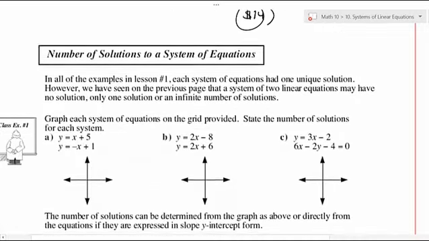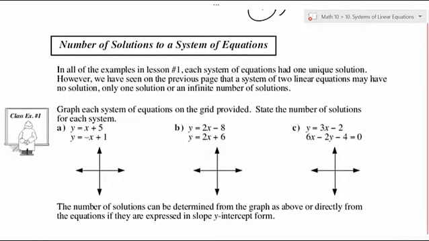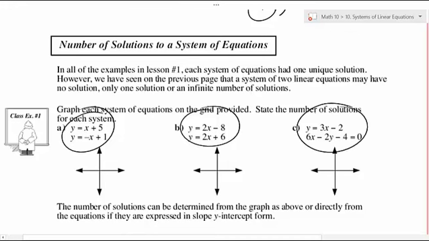Okay? So what I'm going to ask you to do now is I want you to graph these equations right here. And I want you to try to state the number of solutions for each system. Okay, press pause now.